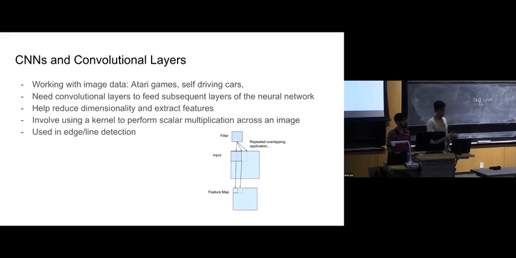Does anyone not know what a convolution operation is? Okay, that's good. Then I'll just summarize it anyways. You have a filter or a kernel that slides across the input, and you basically take a dot product of the filter and the part of the input that you're on, and the output of that is a feature map.